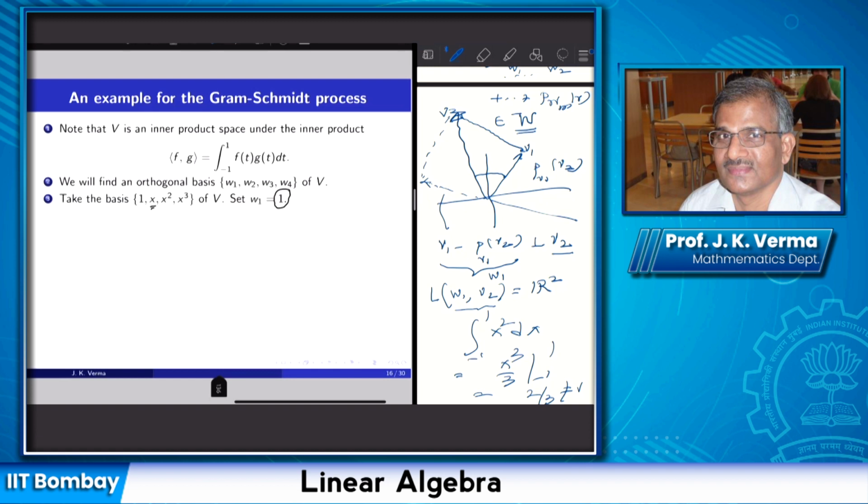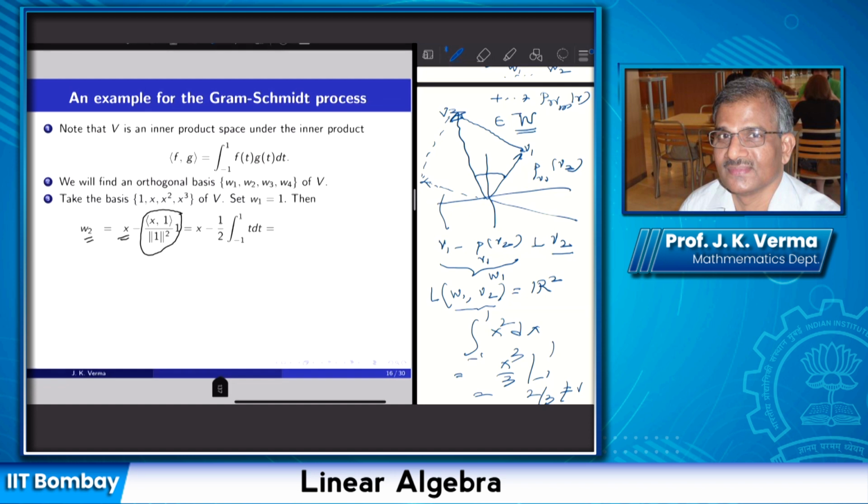So 1 and x are linearly independent. And so in order to get the second vector, which is perpendicular to W1, I will take the projection of x in the direction of 1. Take the projection of x in the direction of 1 and then subtract. This is the projection of x in the direction of the constant polynomial 1 by definition of projection, and subtract from x. And we know by general principle that this vector is going to be perpendicular to 1.